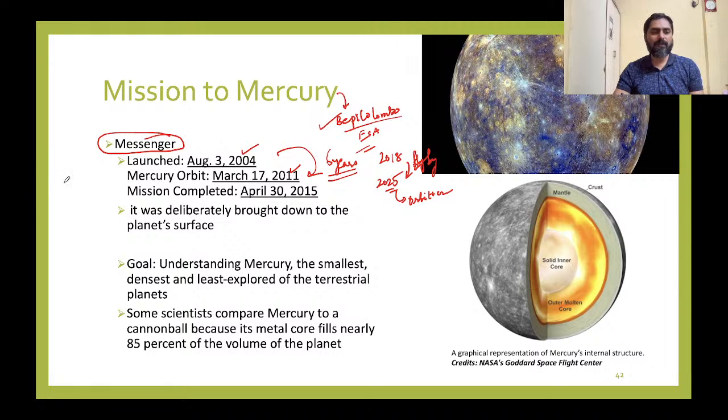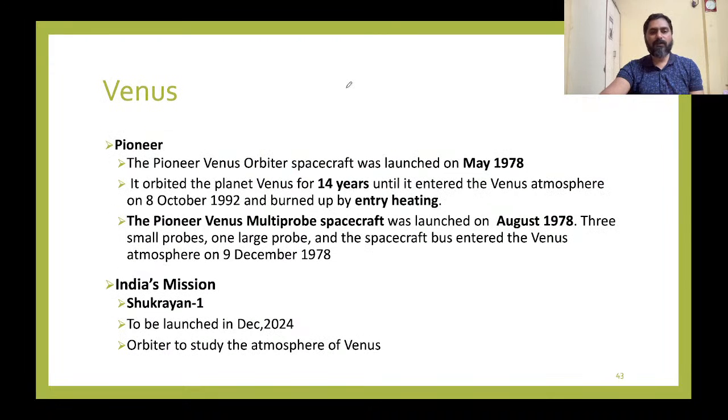One of the earlier missions was also Mariner 10, but this is not very important. Mariner 10 is an old mission. This one is an old mission, and this is a new mission. So this mission you should remember with respect to Mercury.